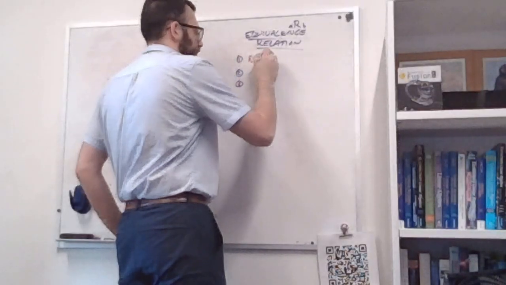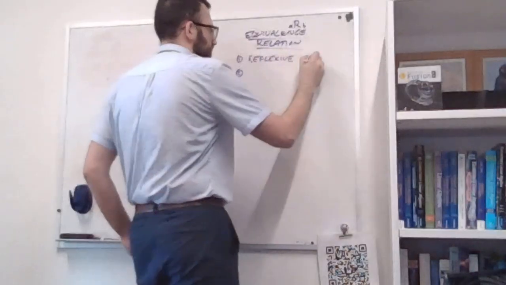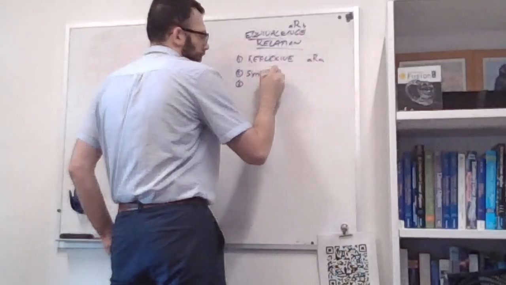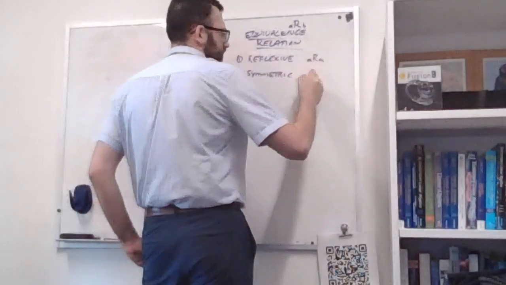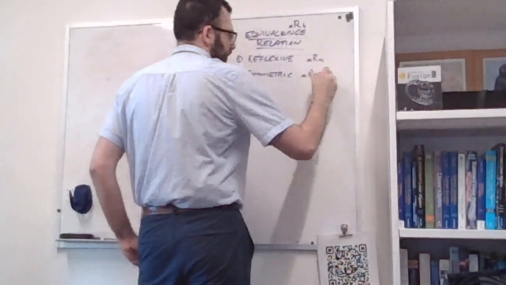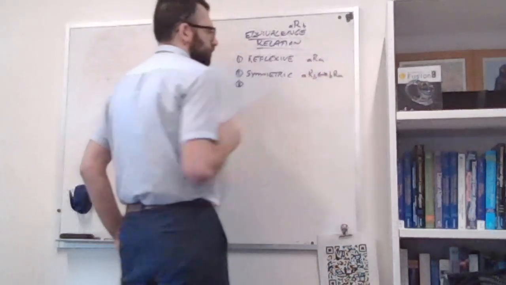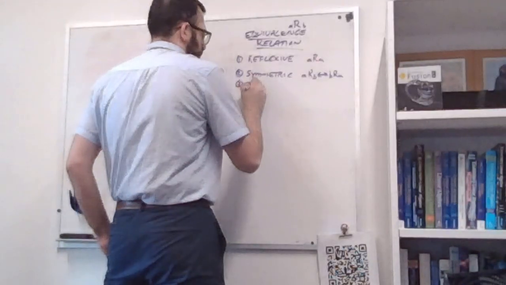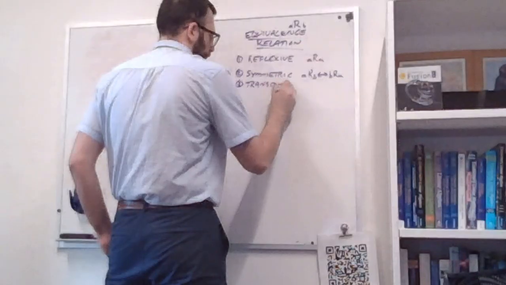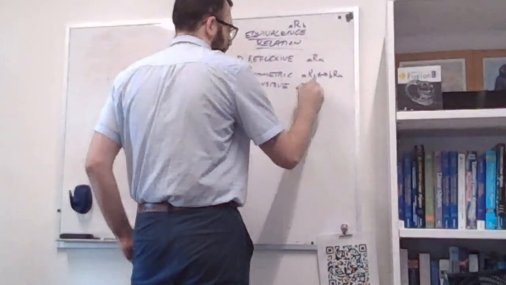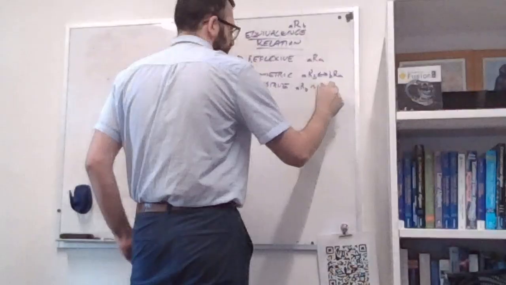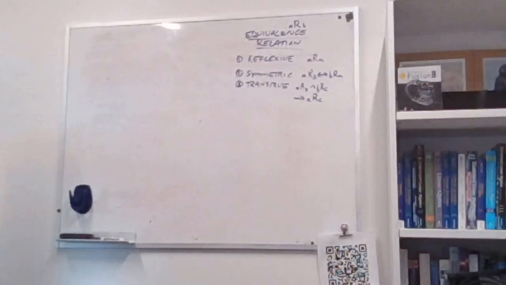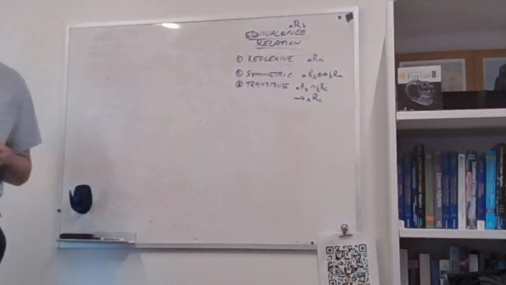First, it must be reflexive. So what that means is that A is related to A. Second, it must be symmetric. So what that means is that if A is related to B, then B is related to A. So order of relation doesn't matter. And third is that it is transitive. So that's if A is related to B, and if B is related to C, then A is related to C. So if those 3 things are true, then you have what we call an equivalence relation.